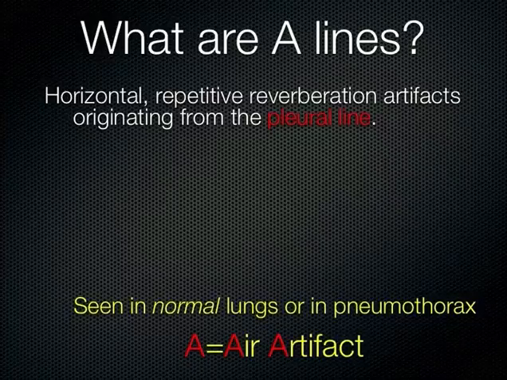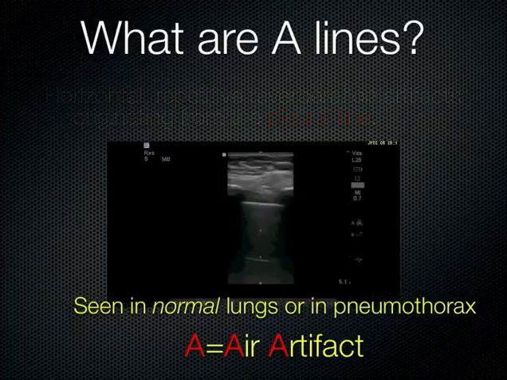You can see A lines in normal lungs or in pneumothorax because A just means air. It doesn't tell you where the air is, it just tells you there's air. The air could be in the lung in a normal situation or it can be outside the lung in a pneumothorax. So to show you what we're looking at here, this is the chest wall.